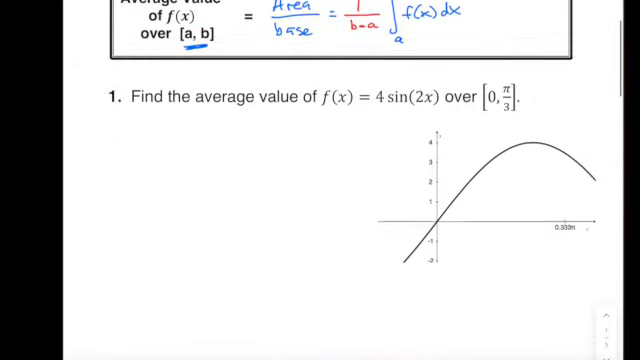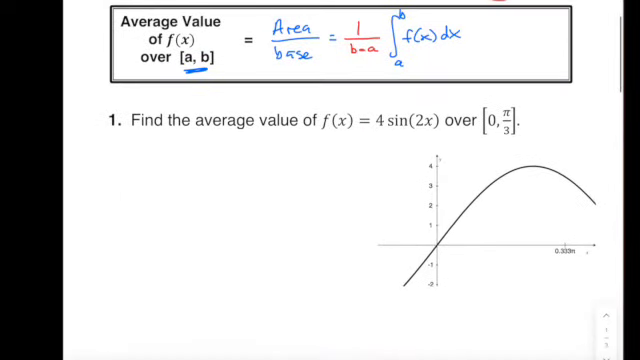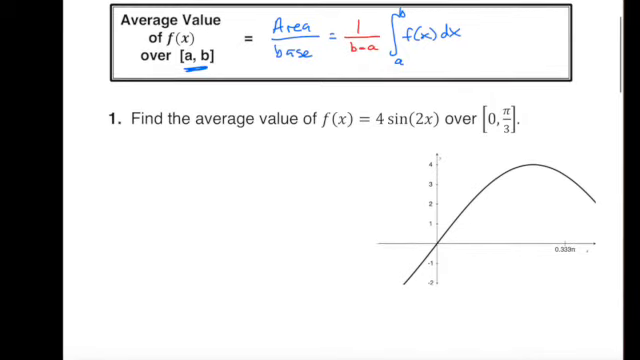Okay, so let's try a few problems here. I've got a variety, which hopefully shows you all the little subtleties and nuances of it. This first one: find the average value of f of x equals 4 sine of 2x over the interval 0 to pi over 3. I provided the graph, because it never hurts to review these graphs. The 4 is the altitude of this sinusoidal graph. The 2 in there is going to make the period be pi, so it's going through things twice as fast. The frequency is 2.